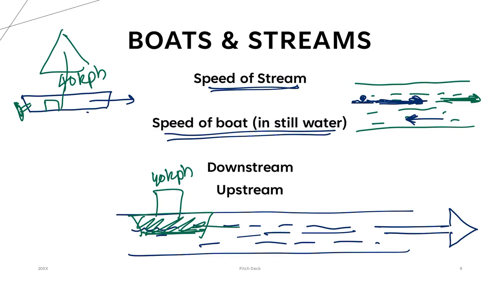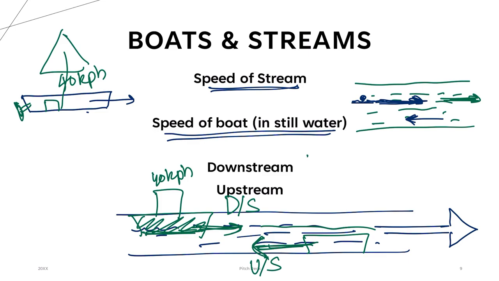This stream will help it to go in this direction. But when the boat goes in the other direction, that is known as upstream. This is downstream. This is upstream. Upstream means going against the river. So when the boat goes upstream, the river will create problems. It will slow the boat.